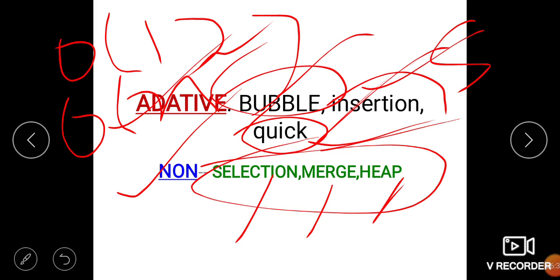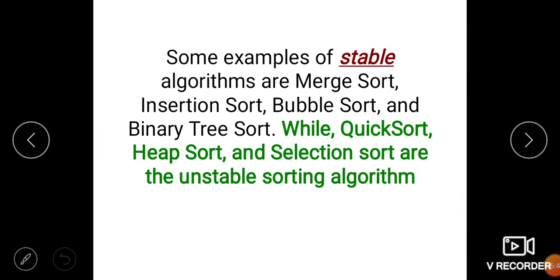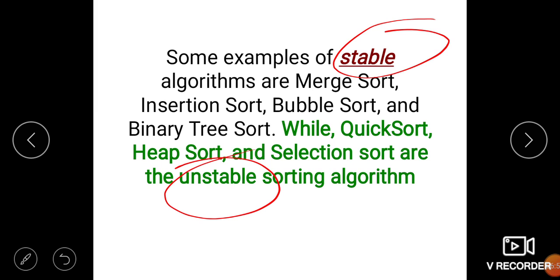Okay, so the time complexity of selection sort is O(n²), merge sort is O(n log n), and heap sort is only O(log n). Okay, only log n, here no n is required. So now some examples of stable and unstable sorting. Stable algorithms are merge sort, insertion sort, bubble sort and binary tree sort.